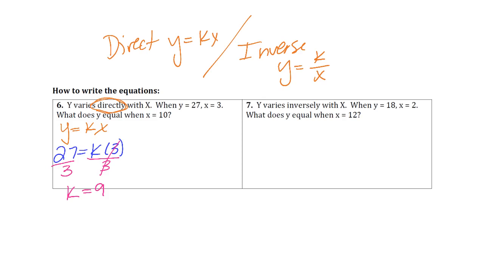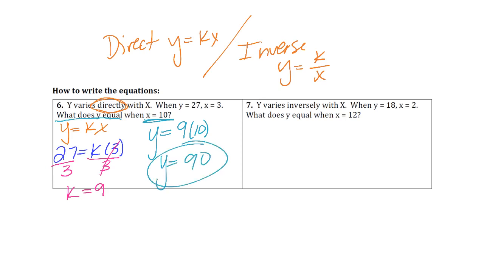So what we want to do is rewrite. Read the question. It says, what does y equal? So we're trying to find y when x is 10. We don't know y, so we leave it. But we know that k is 9, we just solved for that, and we know that x is 10 because it tells us that in our problem. So then find your y value. 9 times 10, 90. Bam, made it happen.